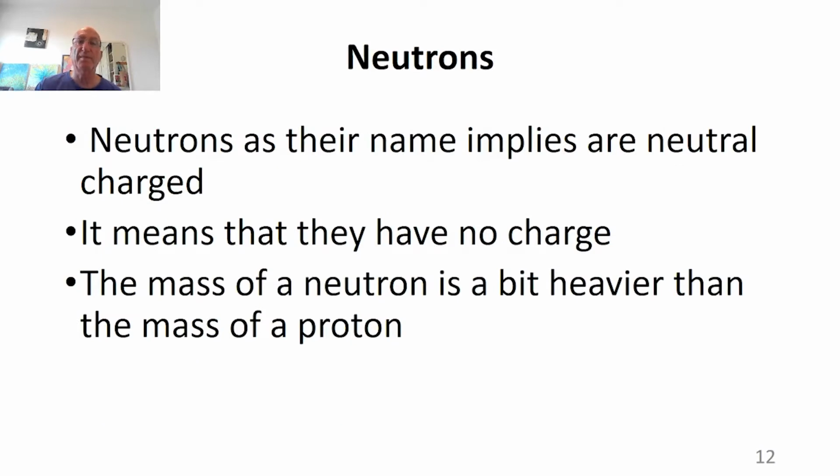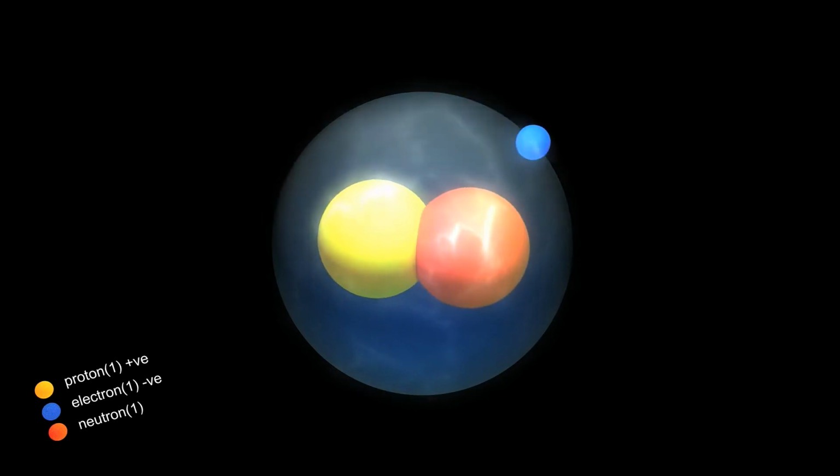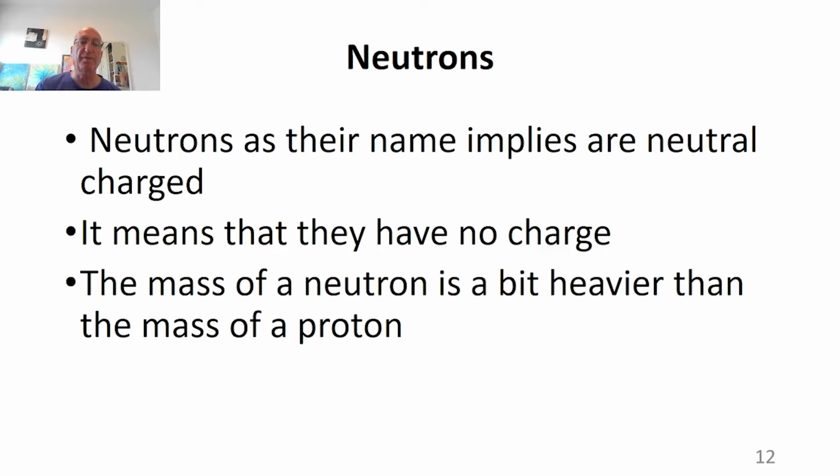Neutrons, as their name implies, are neutral. It means that they have no charge. The mass of a neutron is a bit heavier than the mass of a proton.